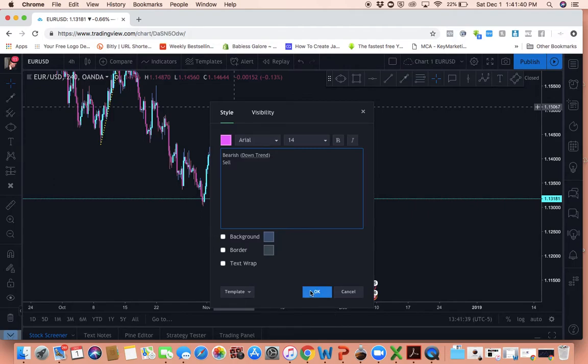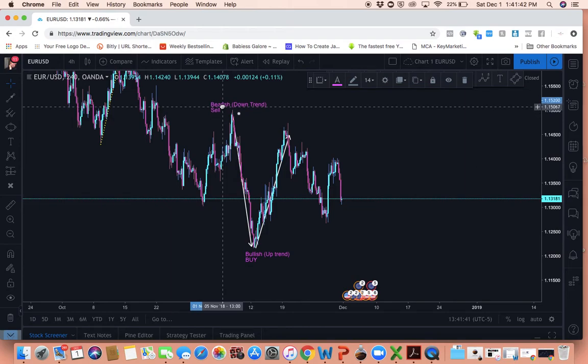So if the trend is bearish, that means you are selling. If the trend is bullish, that means you are buying.